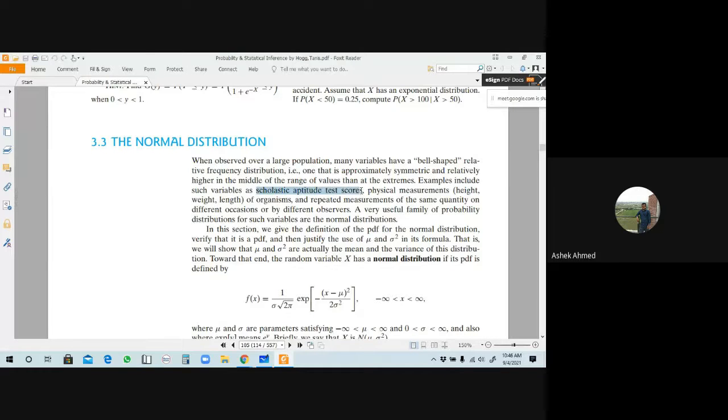So there are some examples. Scholastic aptitude test scores, physical measurements, height, weight, length. Okay, one population যদি physical measurement যদি করা হয়, height, weight, length, okay, of organisms, and repeated measurement of the same quantity on different occasions or by different observations. একটা অবজারভেশনকে যদি ডিফারেন্ট পার্সন অবজার্ভ করে, তাহলে ডিফারেন্ট পার্সন অবজার্ভ করলে তাদের কমেন্টসটা ডিফারেন্ট আসতেই পারে। ওকে, এরকম কিছু বলা হয়েছে। A very useful family of probability distributions for such variables are the normal distributions. Okay.